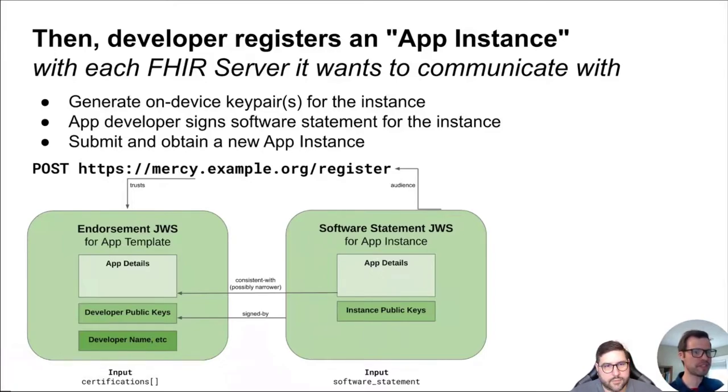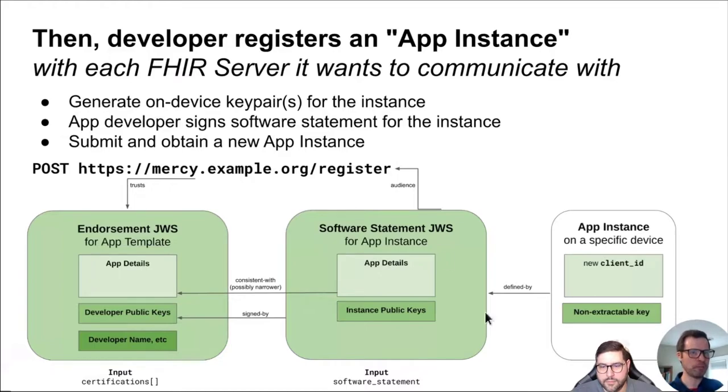So pushing through on this example, once a developer submits these two pieces of data as inputs to the registration endpoint, then they get an output, which is they've now registered an app instance, and this is going to have its own unique client ID, and it's going to have some non-extractable key that lives on the device, and this instance is fully defined by whatever was submitted in this software statement.